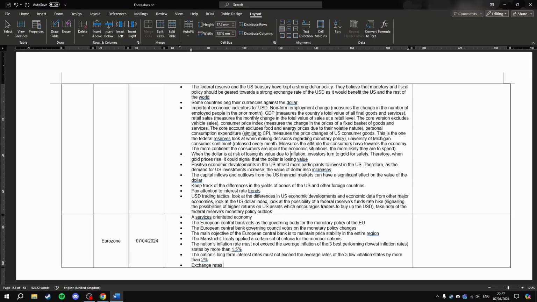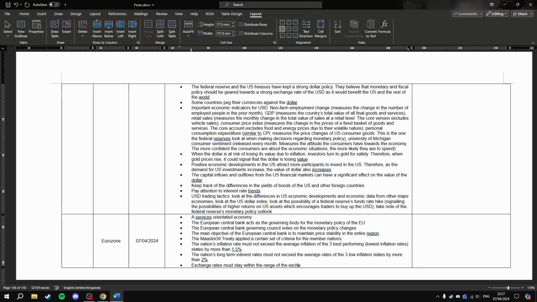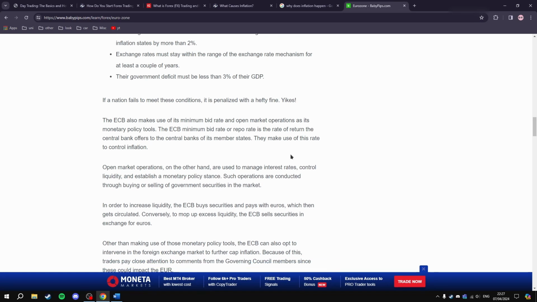Exchange rates must stay within the range of the exchange rate mechanism for at least a couple of years. What's the exchange rate mechanism, and what's a couple of years?